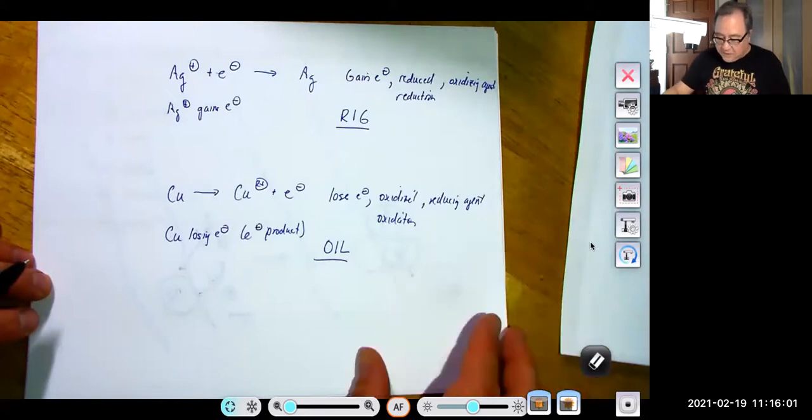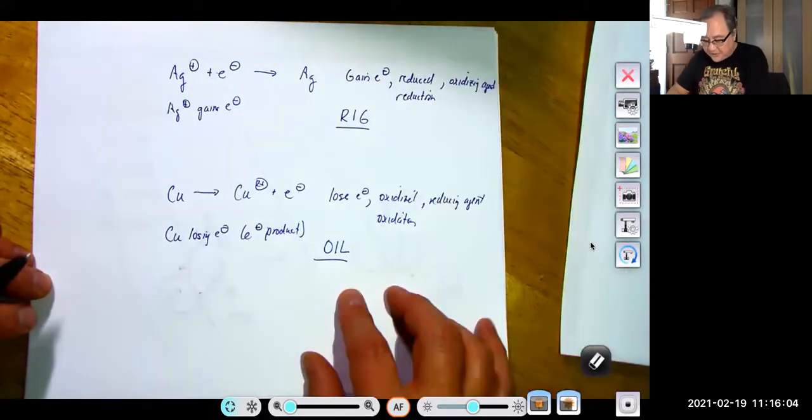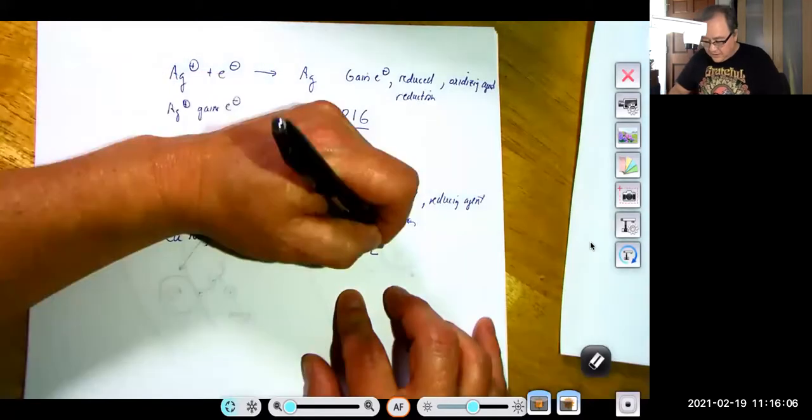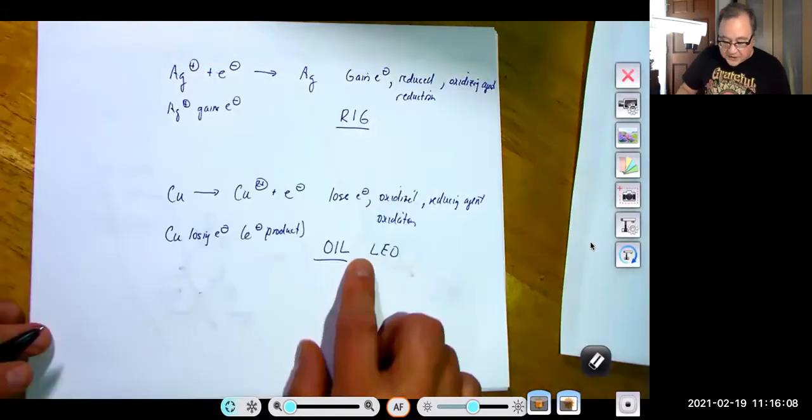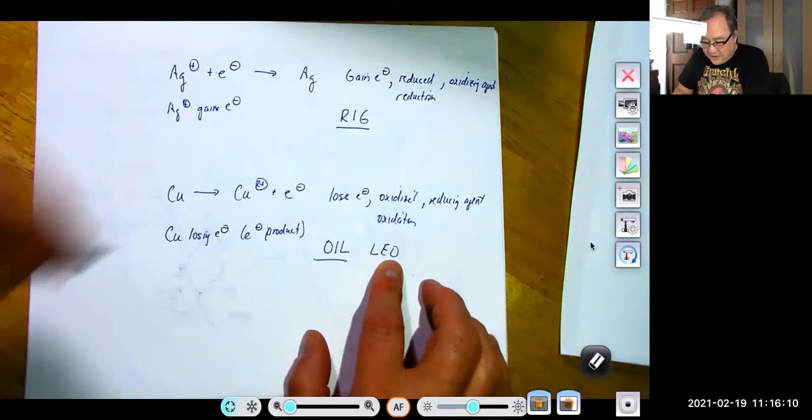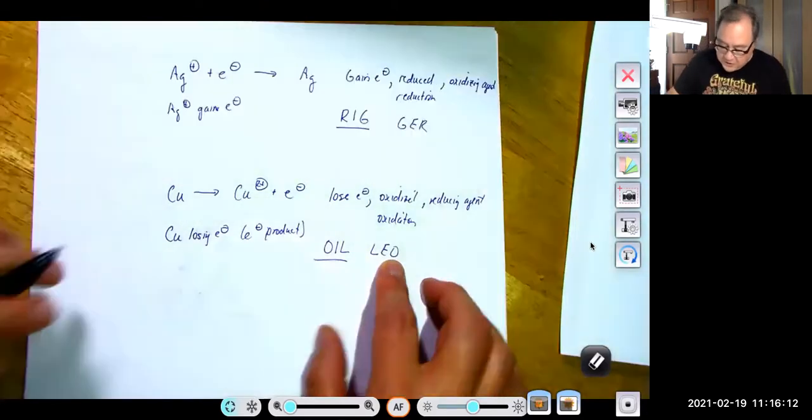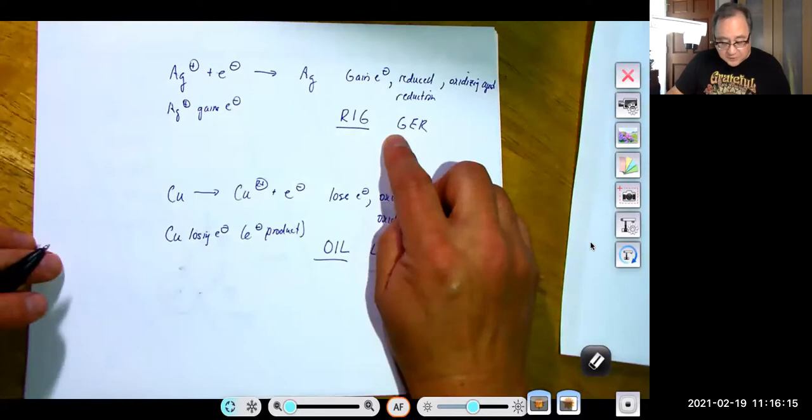So you want to kind of remember that. That helps you. Some people do something else. They go LEO, loss of electrons is oxidation, and GER, gain of electrons is reduction.